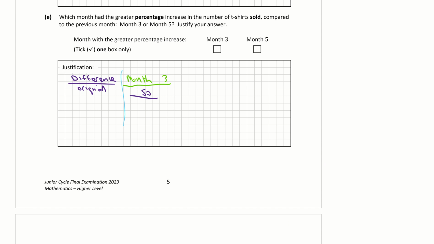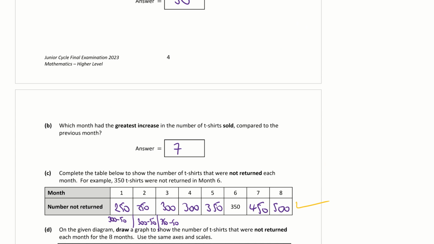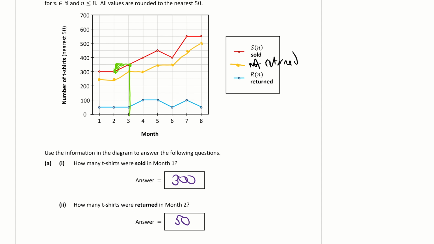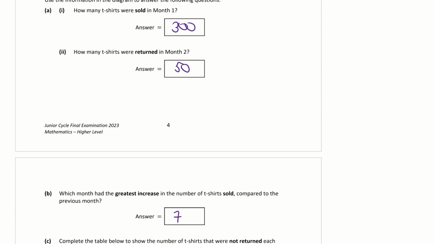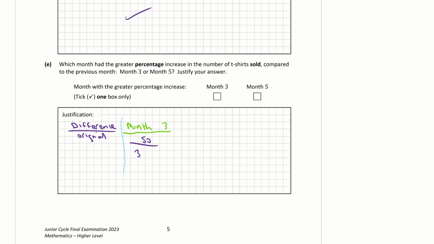Now the original though won't be month 3. The original is what came first. And that would be our month 2. So I'm putting that over 300. So it's 50 over 300 times 100 over 1. And that's giving me 16 2/3%. Percentage, I should say. Now we're going to look at what's happening for month 5.